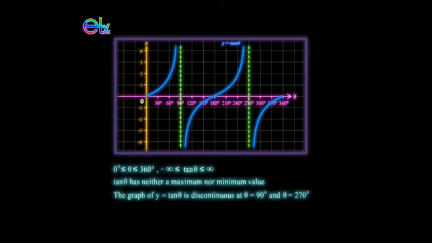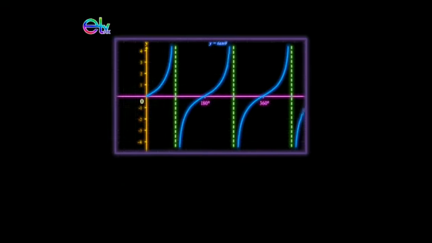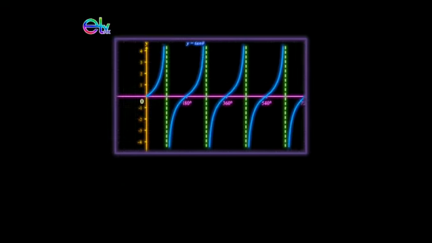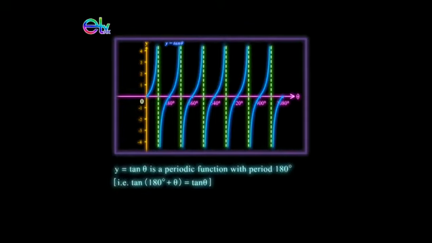If angle theta keeps increasing, and we continue to plot the relationship of angle theta and tangent theta on a graph, we observe that the graph of the tangent function repeats itself every 180 degrees. So we say that the tangent function is a periodic function with a period of 180 degrees.